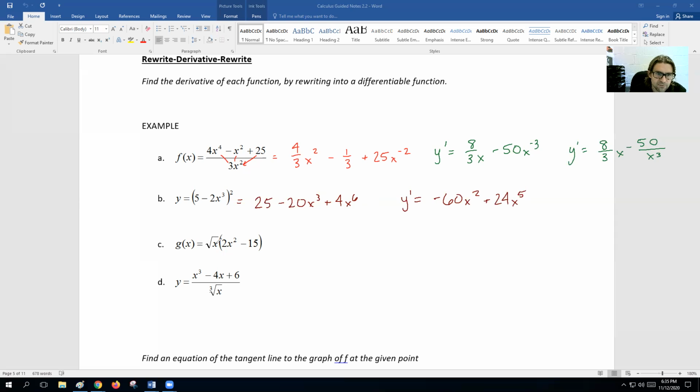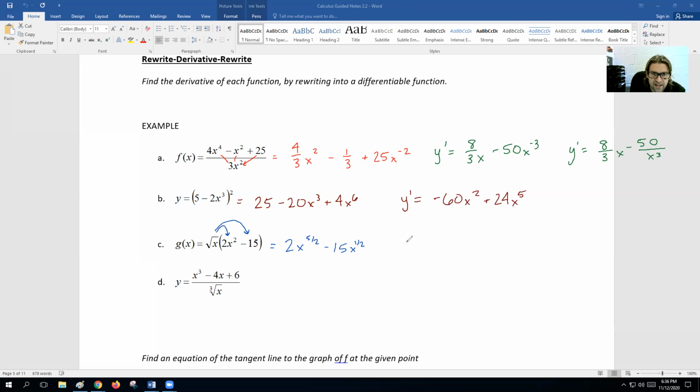Okay. All righty. Let's keep this going here. We have radical x times 2x squared minus 15. What we can do is distribute the radical x to both of those. Now keep in mind, radical x is x to the 1/2 power. So this becomes 2x to the 5/2 power minus 15x to the 1/2 power. So we rewrote the equation. Now let's take the derivative of it.